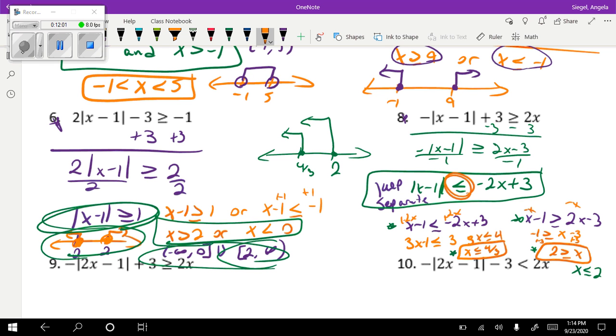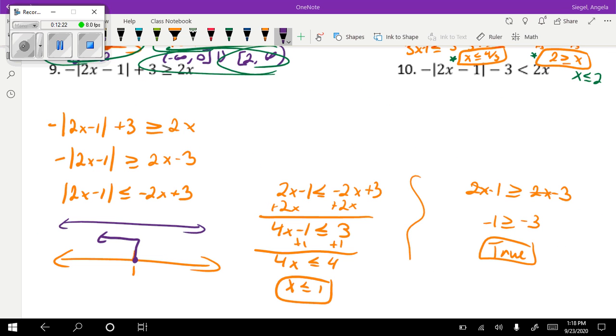So we're looking for the intersection. Where do these two have in common? If I were to extend this out, they start having something in common right there. So your final answer, goodness, I'm running out of space, is negative infinity, and then our ending would be 4/3, and that would be a bracket. So that one is pretty yucky.